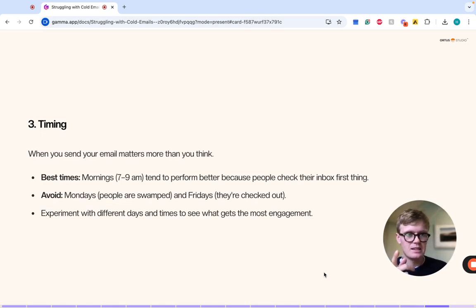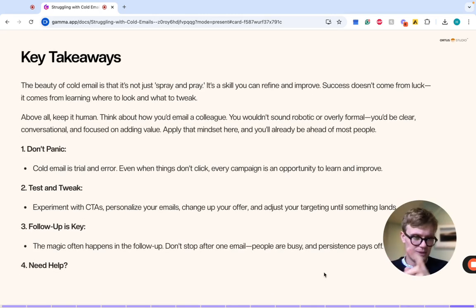So the key takeaways: the beauty of cold emails is it's just not a spray and pray. It's a skill you can refine and improve. Success doesn't come from luck. It comes from learning where to look and what to tweak. Above all, keep it human. Think about how you would email a colleague. You wouldn't sound robotic. You wouldn't sound overly formal. You'd be clear, conversational, and just focus on adding value or being informative. And if you apply that mindset, you're already going to be ahead of most people.